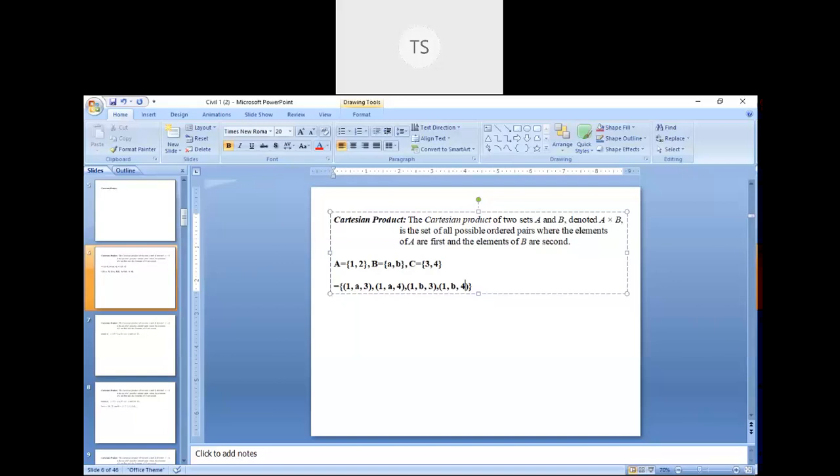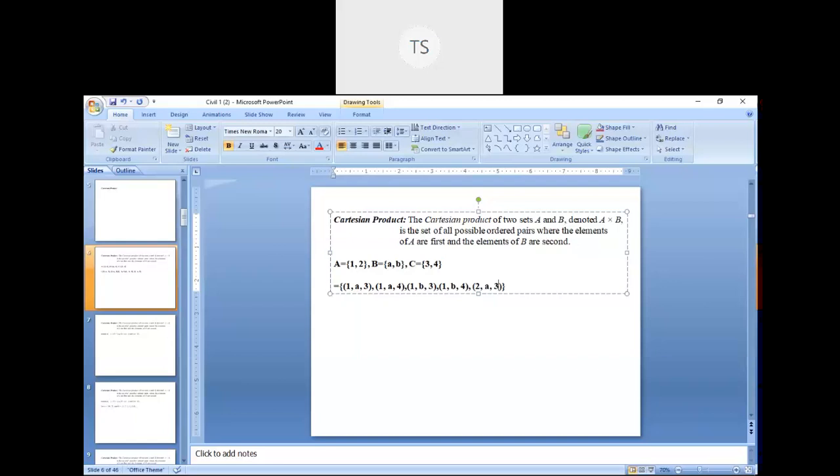Next, what will I write? Can you get the idea of how to write that rule? Okay, ma'am, we got it. Next I will choose 2 from A, then A and 3. Now this one is a little bit tricky.